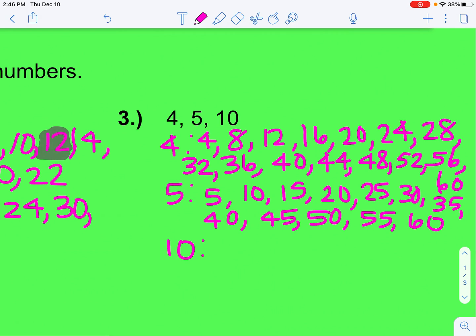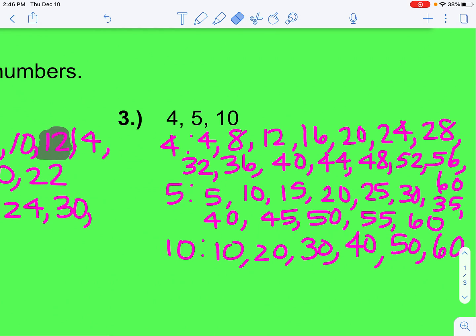Alright, now let's do tens. That should be the easiest one. 10, 20, 30, 40, 50, 60. Alright, now looking at all of those lists, we need to find our first three that they all share. Well, the first one I see is 20.